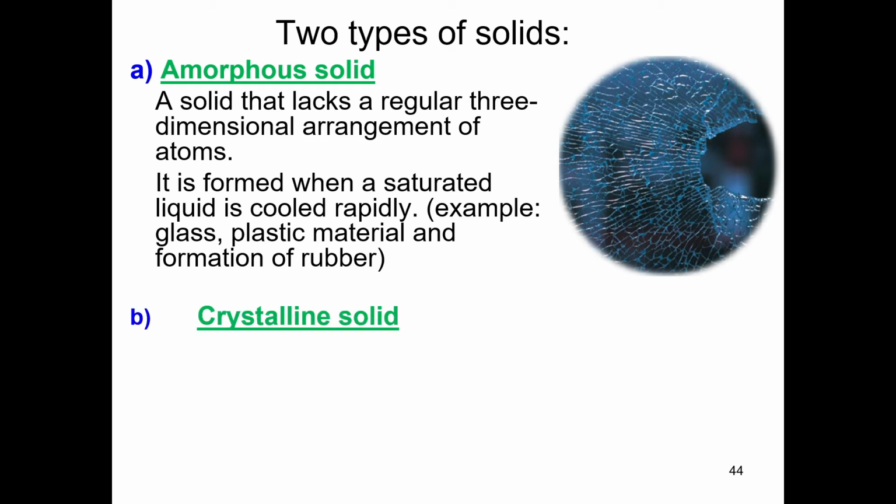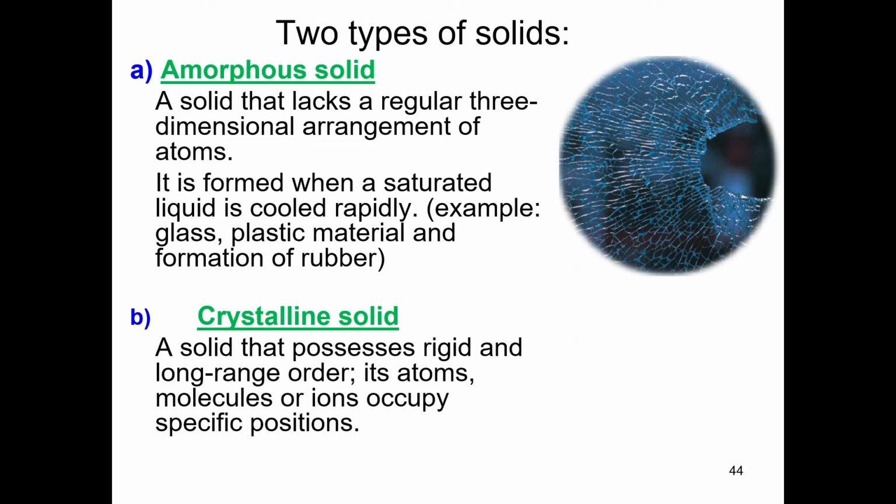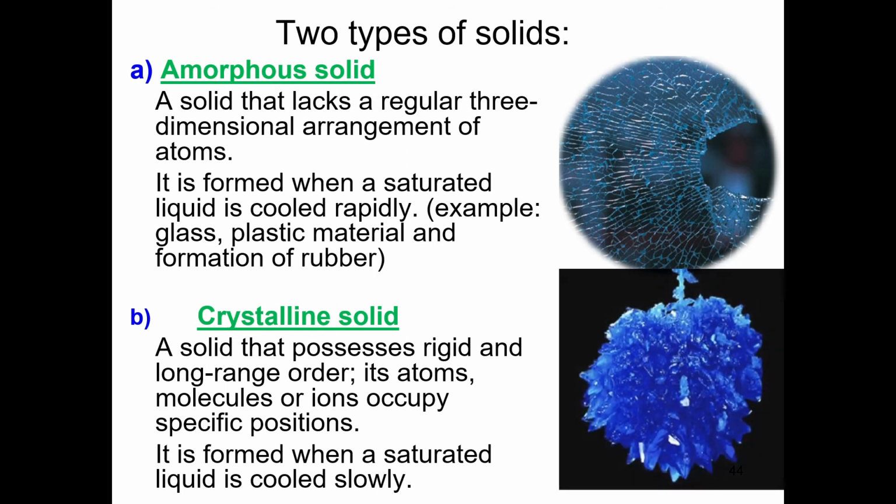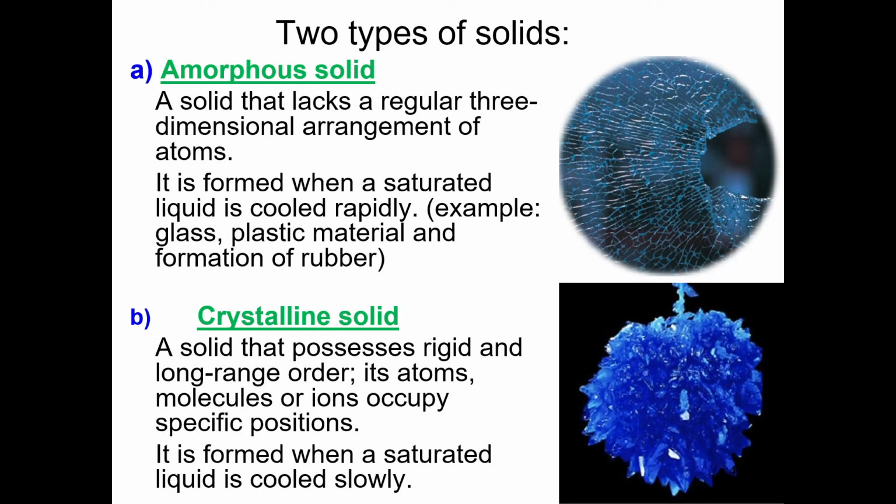While the next type of solid is crystalline solid. Solid crystal is a solid that possesses rigid and long-range order. Its atoms, molecules, or ions occupy specific positions. The crystalline solid is formed when a saturated liquid is cooled slowly. Crystalline solid ini terhasil bila liquid kita sejukkan secara perlahan. Dia berbeza dengan amorphous. Kalau amorphous, dia disejukkan dengan kadar yang sangat cepat. So this is the example of crystalline solid.